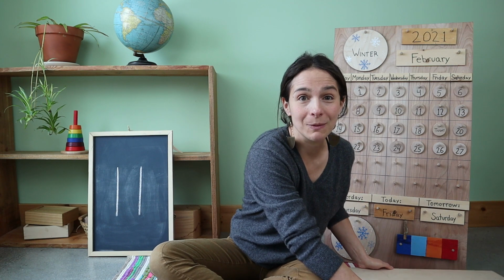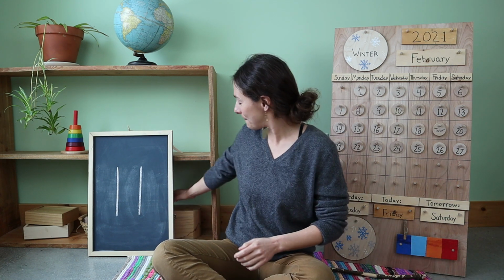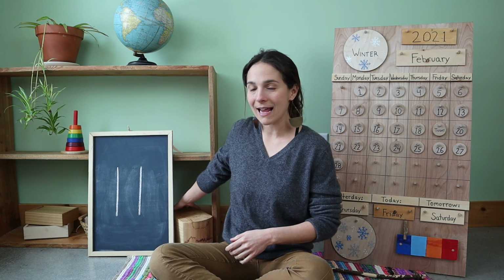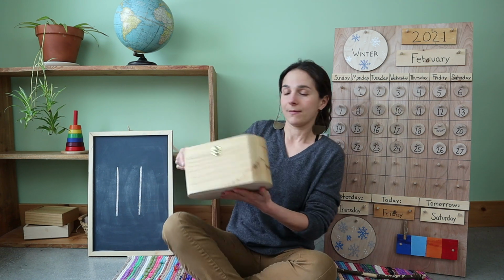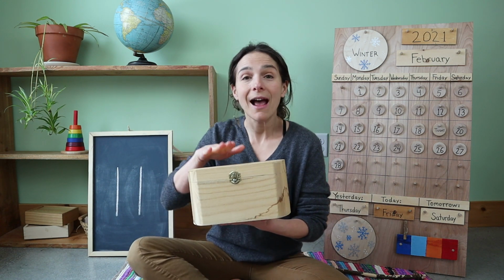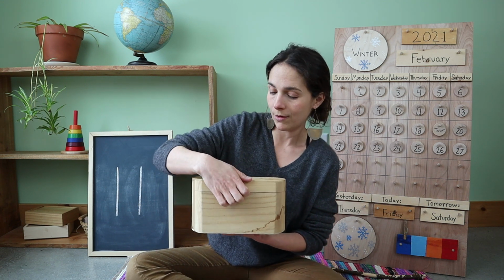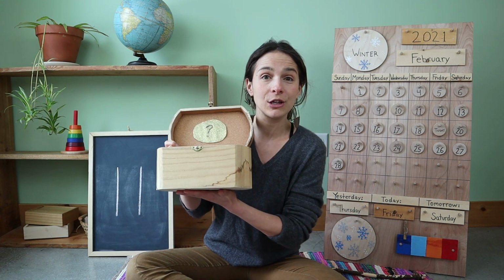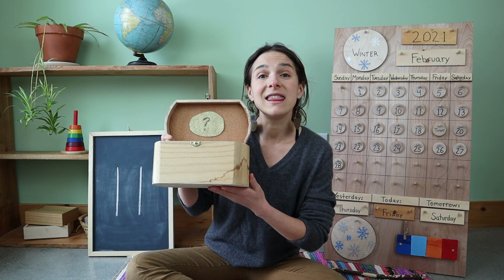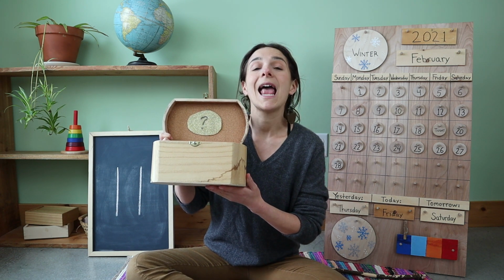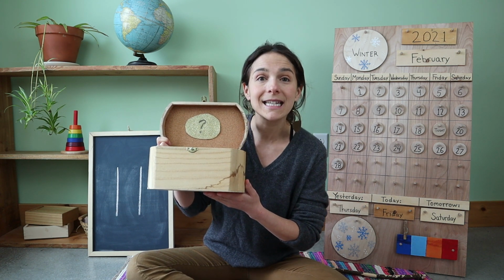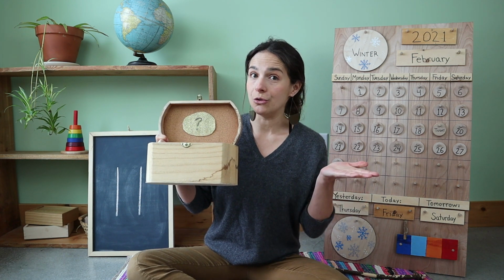Are you ready to guess what's inside of the letter box today? Let's see what I have. Remember, I have something inside of this box that starts with the letter O. Are you ready for your first clue? This is a shape, and this shape has 8 sides. Do you know what it can be?